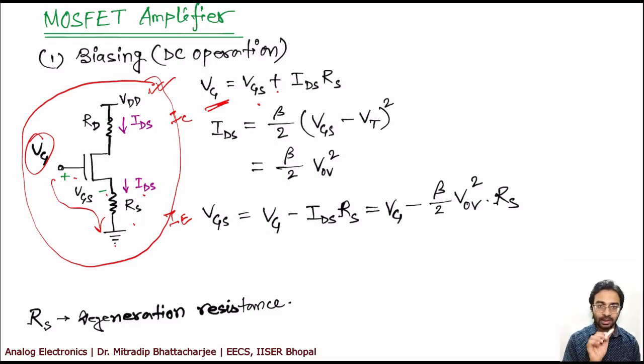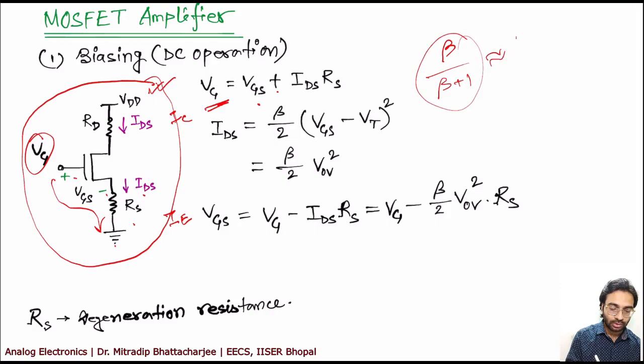There is a beta by beta plus 1 term between IC and IE which you need to multiply. Although for higher beta, beta by beta plus 1 is almost equal to 1, they are not exactly the same, because for higher beta you have a small current flowing through the base terminal. That's why these two are not equal.